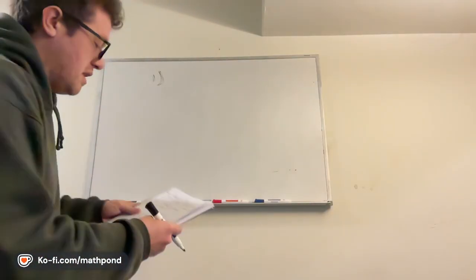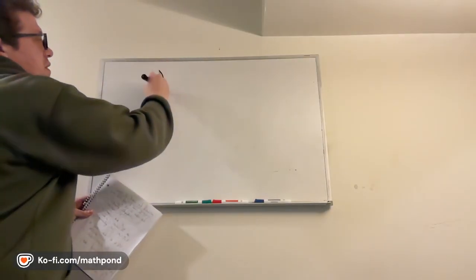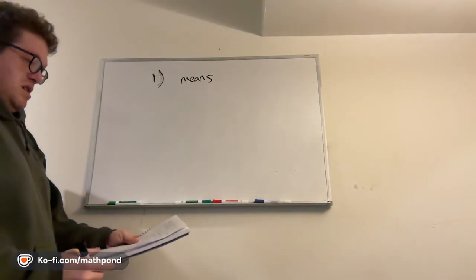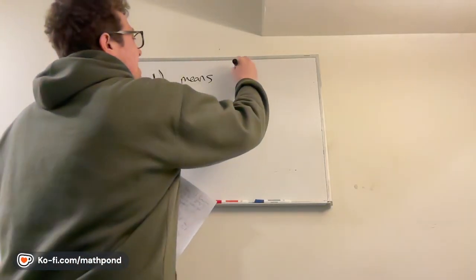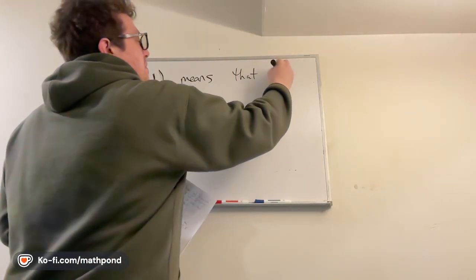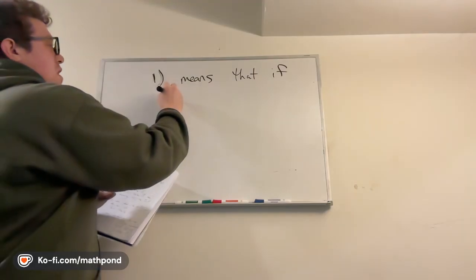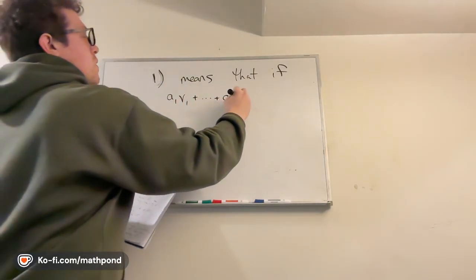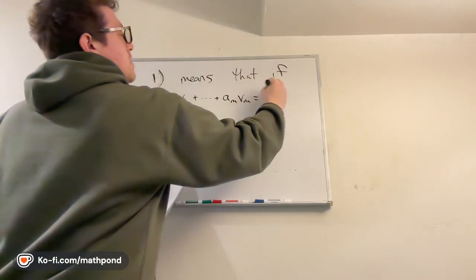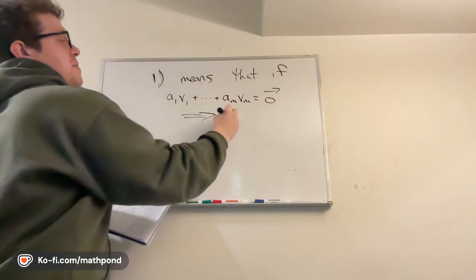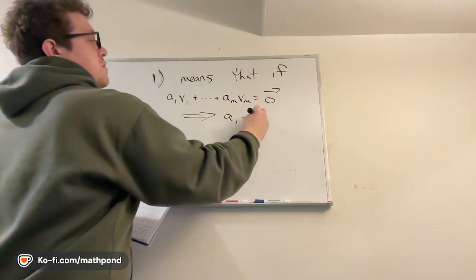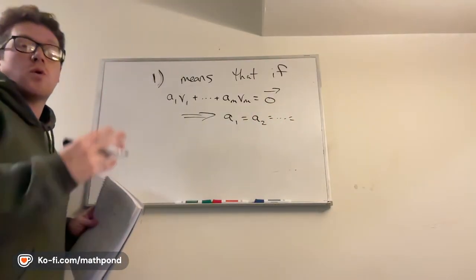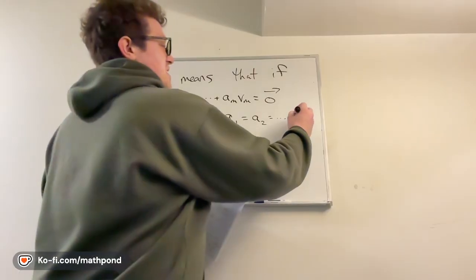So the fact that it's linearly independent, this means that if some linear combination of the vectors from the list equals the 0 vector, that automatically means that the coefficients are all equal to 0. So the only coordinates of the 0 vector are all zeros.